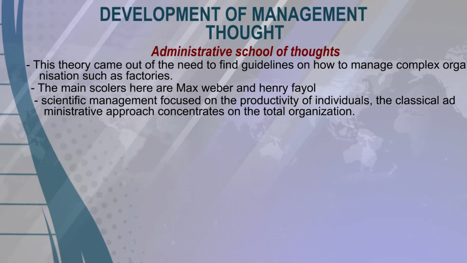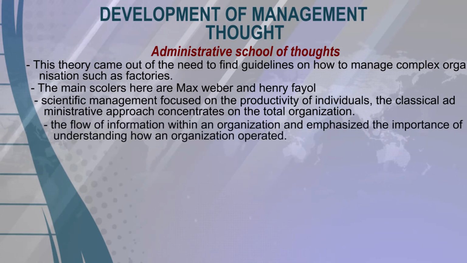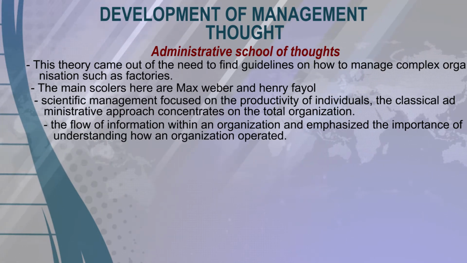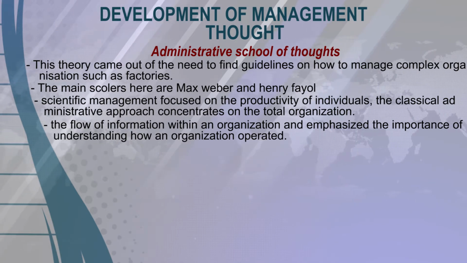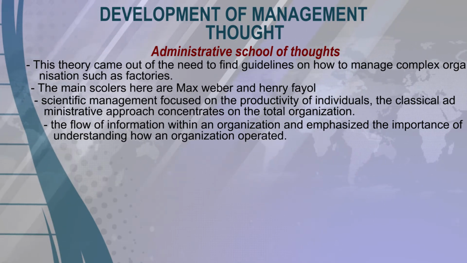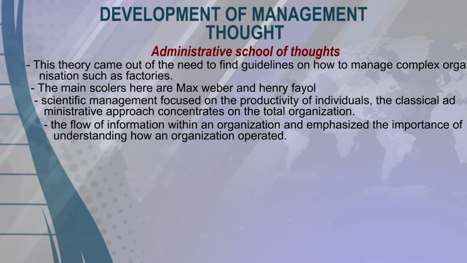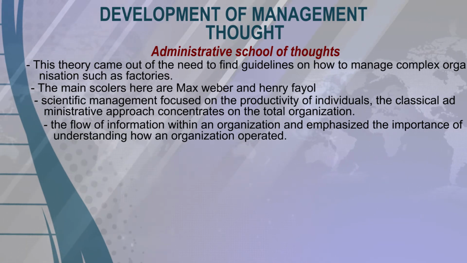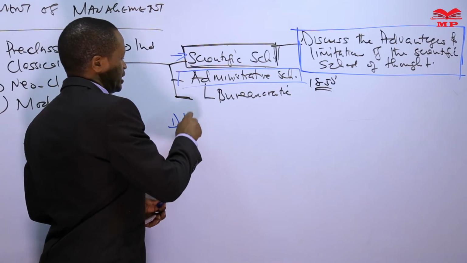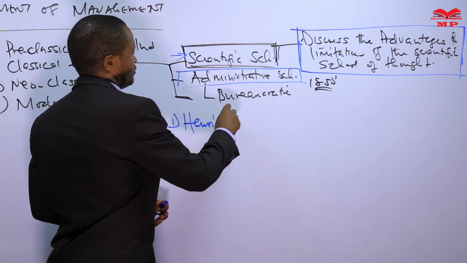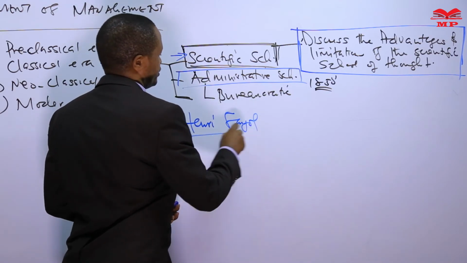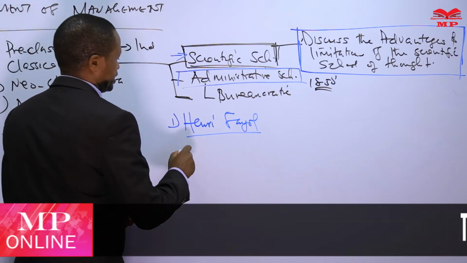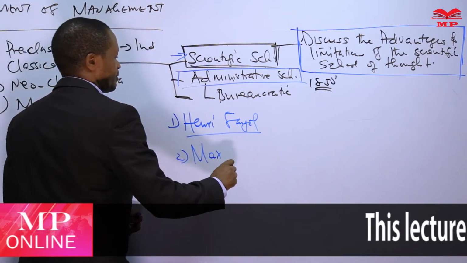Okay? Remember the scientific approach mainly focused on performance of individuals, productivity of individuals. But the administrative approach looks at the totality, not just productivity of individuals. This one concentrates on the total organization. So the theories studied the flow of information within an organization and emphasize the importance of understanding how an organization operated. And I've just said that the main contributors were Henry Fayol and Max Weber.